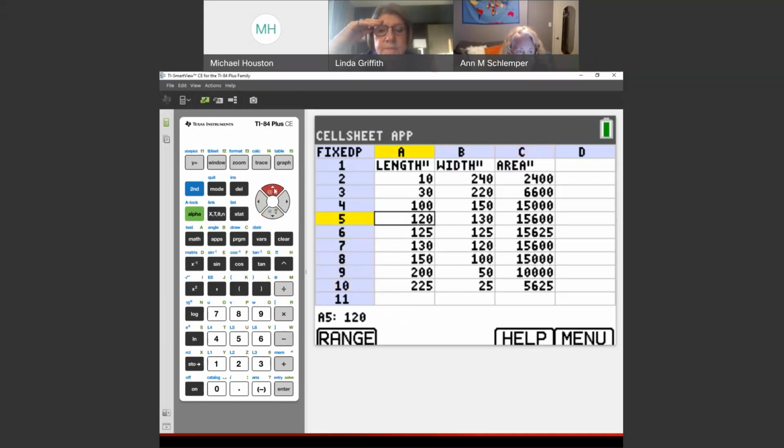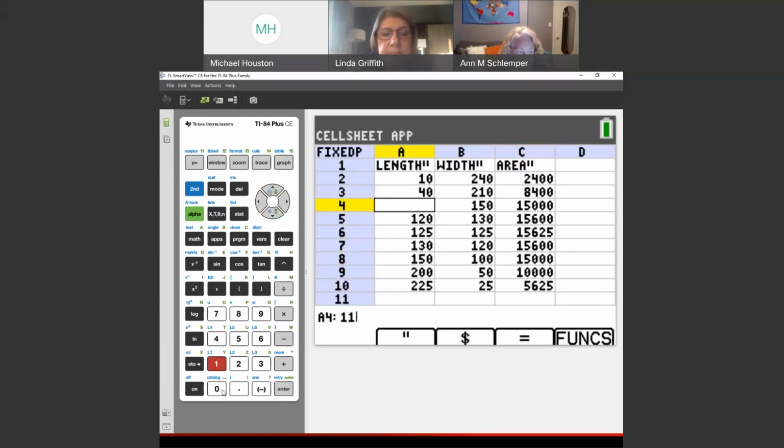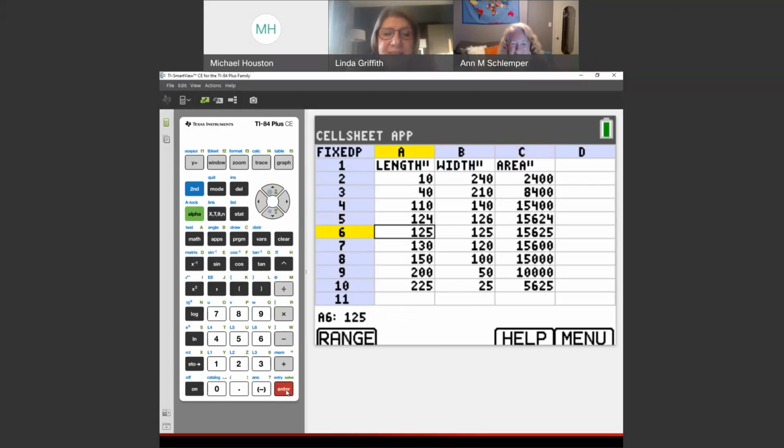So I'll just come up and change this. If I change this to 40, it's going to change the values. Or if I change this to 110, it's going to change the values. Make that one 124. Yes, ma'am. Just kidding. And then the one down below it, make it 126.